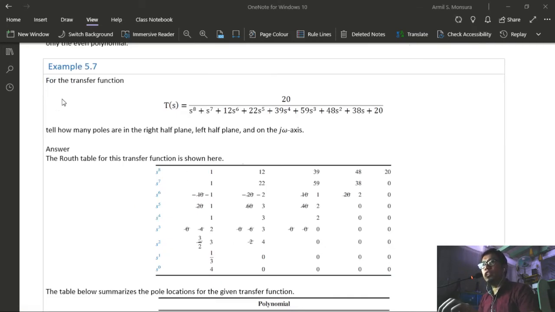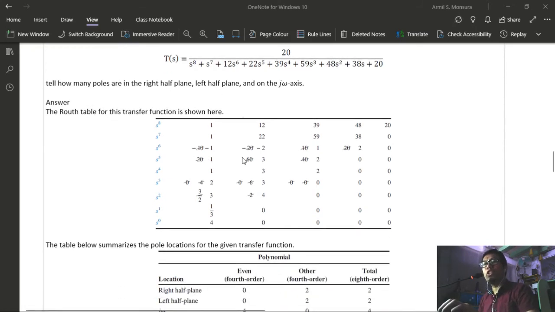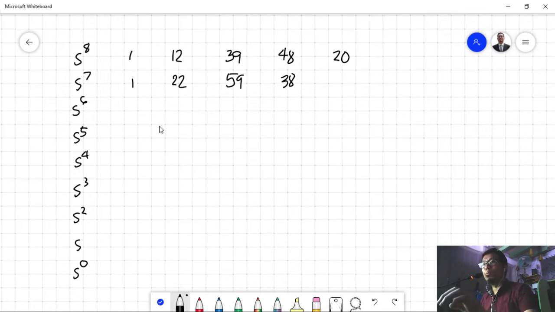So let us work on example 5.7. For this transfer function, tell how many poles are in the right half plane, left half plane, and on the j omega axis. Actually ito na yung Routh table na ma-generate natin for this one. Pero try natin i-regenerate siya para mas matutunan natin yung pag-generate ng Routh table. So in this case, inulit ko siya dito. Hopefully medyo maging maayos ito.